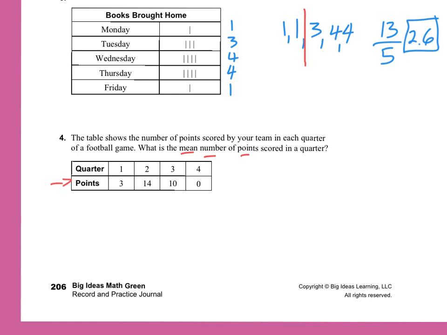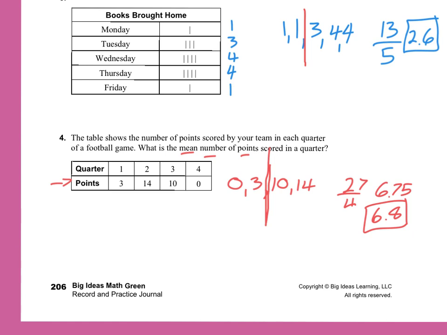So we're going to go 0, 3, 10, 14. Put them in order. Let's add them. 0 plus 3 plus 10 plus 14, and I get 27. And 27 divided by 4 is 6 and 75 hundredths, or you could round that to 6 and 8 tenths. So that is the average. It's right about there for the average.